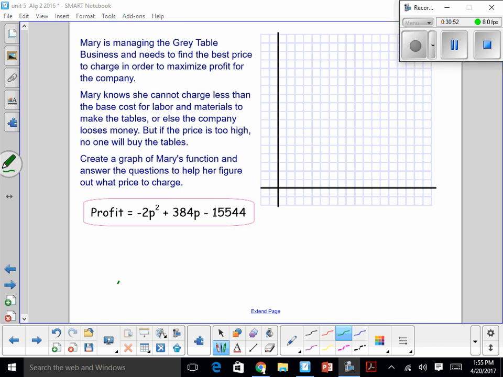Mary's managing the great table of things and needs to find the best price to charge in order to maximize profit for the company. Eventually, I'm going to have you find that profit. Mary knows she cannot charge less than the base cost for labor and materials to make the tables, or else the company loses money. In other words, charge the people for the stuff. If you charge them less than it costs you to pay for the stuff, you're going out of business. But if the price is too high, no one will buy the tables. Create a graph of Mary's function and answer the questions to help her figure out what price to charge.